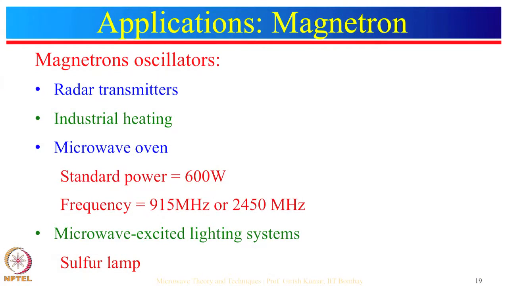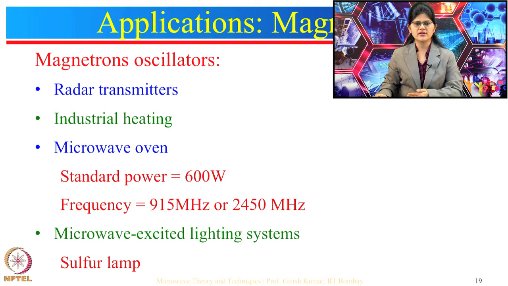So magnetron oscillators can be used in radar transmitters, they can also be used in industrial heating, and a very well-known example of magnetron is the microwave oven, and the standard power of this microwave oven is about 600 watt, and the frequency over which it works is about 2.45 gigahertz, and it can also work on 915 megahertz. So this is all about the applications of the magnetrons.